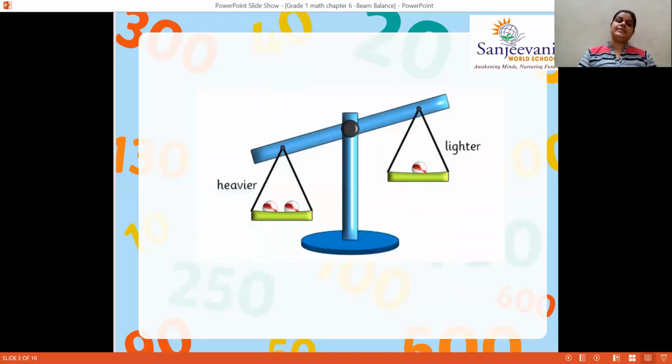If you place two balls in one pan and one ball in another pan, what will happen? Tell me. Yes, the one which is heavier will go down. It will tilt a bit. So if one pan is heavier than the other, the beam will tilt. So the heavier pan is lower than the lighter pan. Okay, children, understood? So the pan with two balls is heavier than the pan which has one ball.